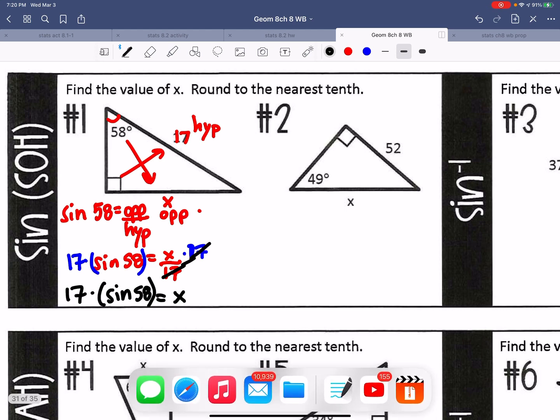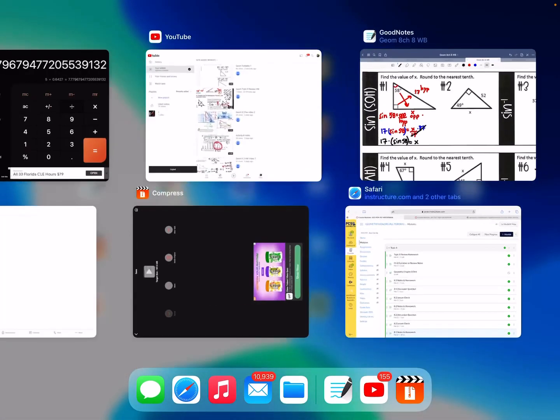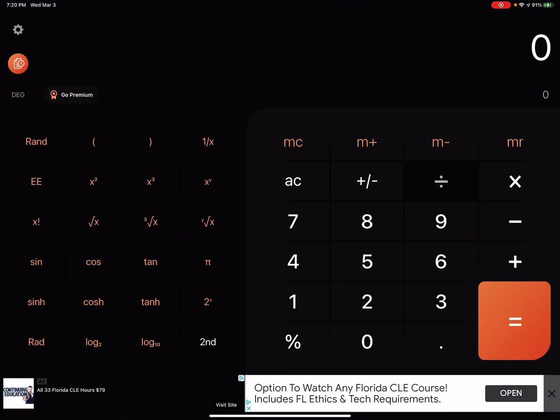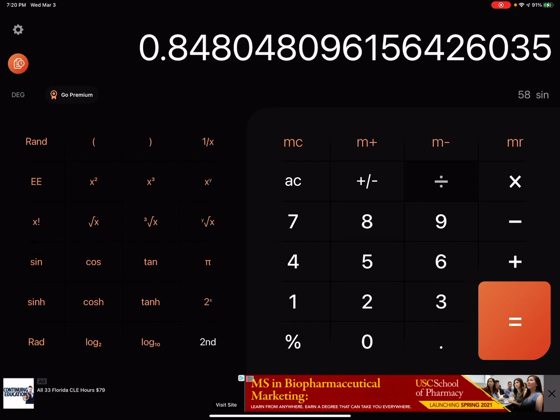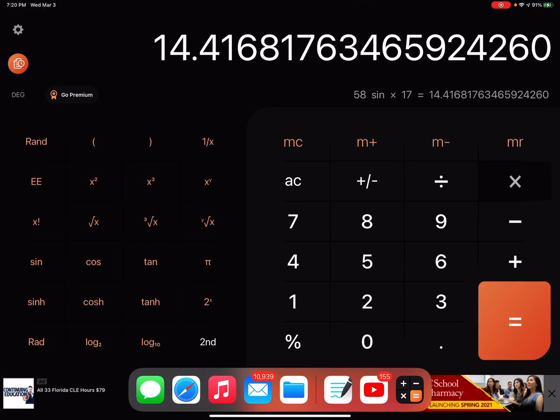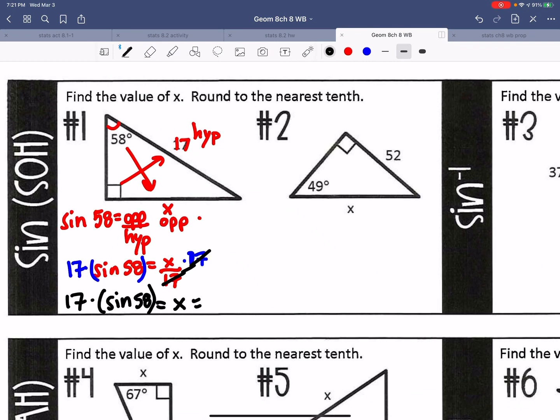Nice. Okay, so figuring what that is, where's our calculator? There it is. So the sine of 58 times 17. We have the sine of 58, which is 0.848 times 17, 14.4. Now let's see if that makes sense. So I'm looking for a number less than 17. I got it, 14.